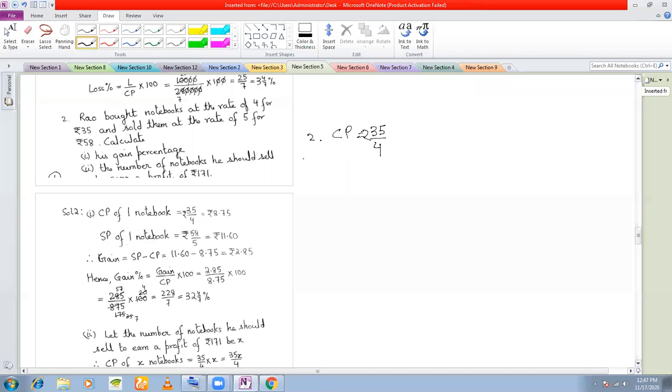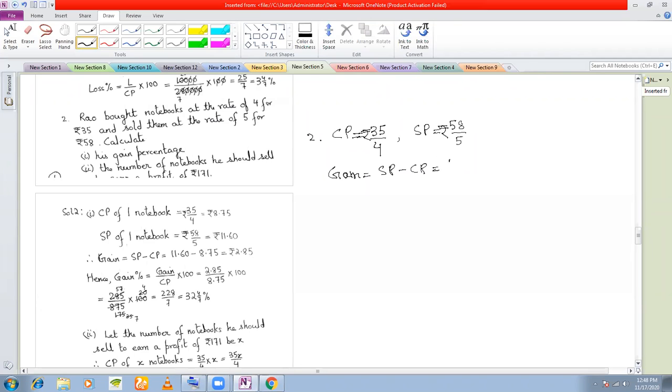Let us keep it as a fraction. It is easier to work with fractions. And he sold it at the rate of 5 for rupees 58. So 5 notebooks he is selling for rupees 58. So the selling price of one notebook is how much? 58 divided by 5 rupees. The question is to calculate his gain percentage. So what is the first step? Let us calculate the gain here. What is the gain? Selling price minus cost price.